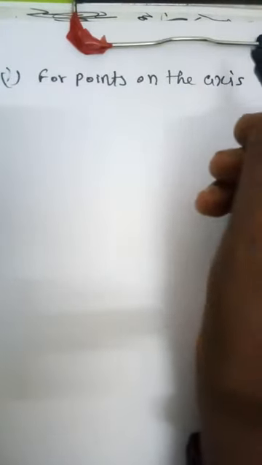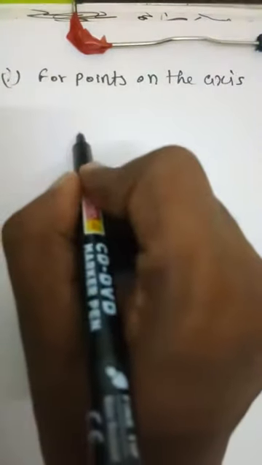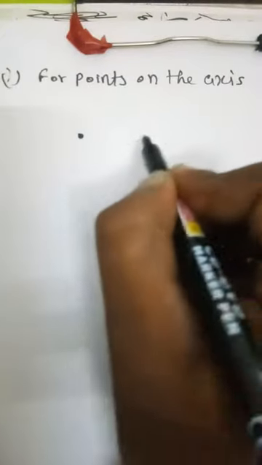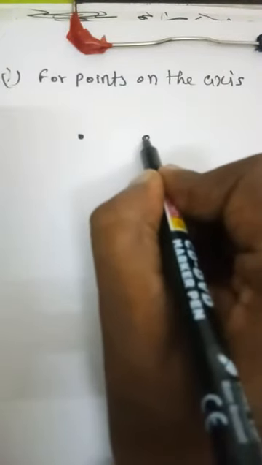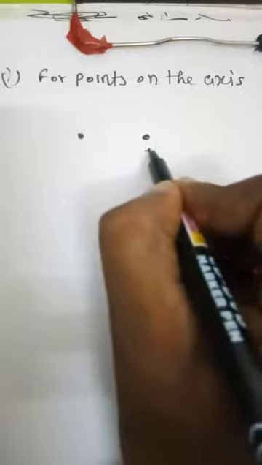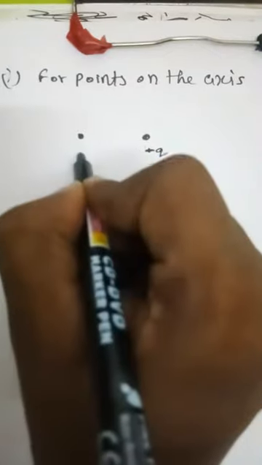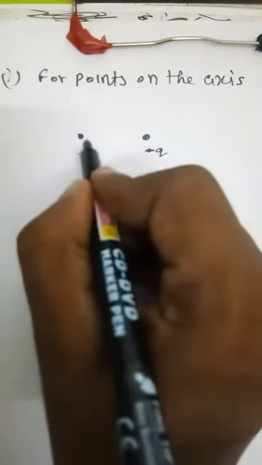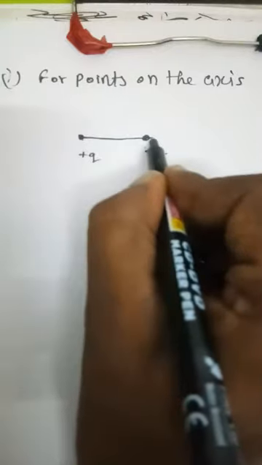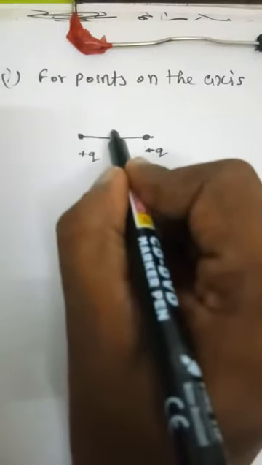First, for points on the axis. Here you consider the two charges: plus q, minus q. The distance between the two charges is 2a, with the center of the charges at O.